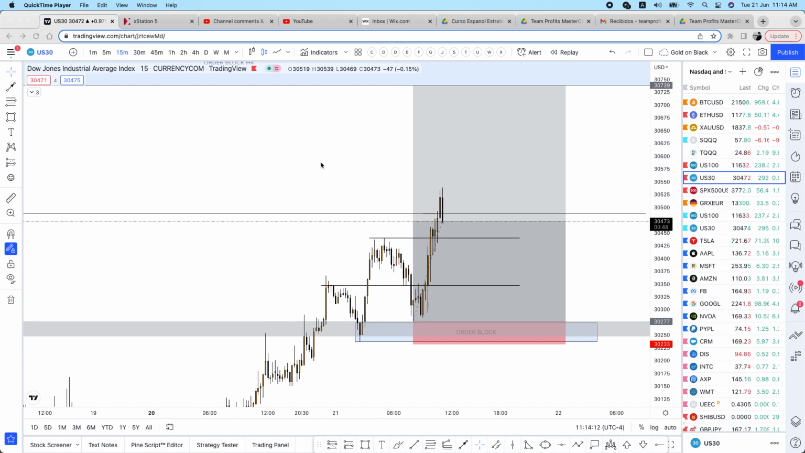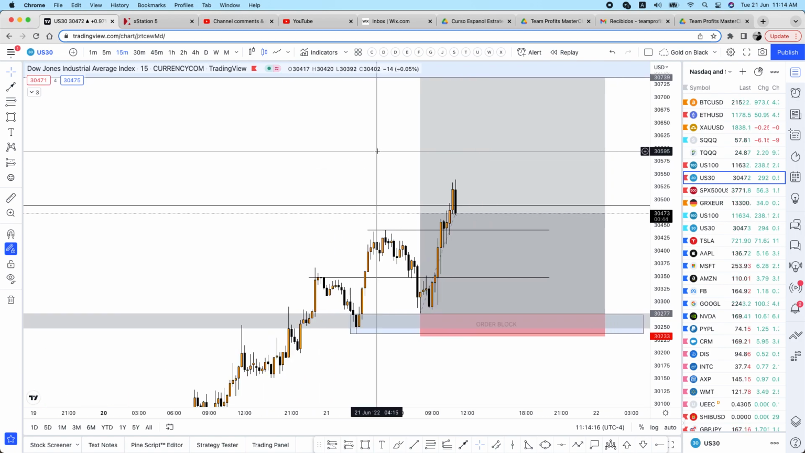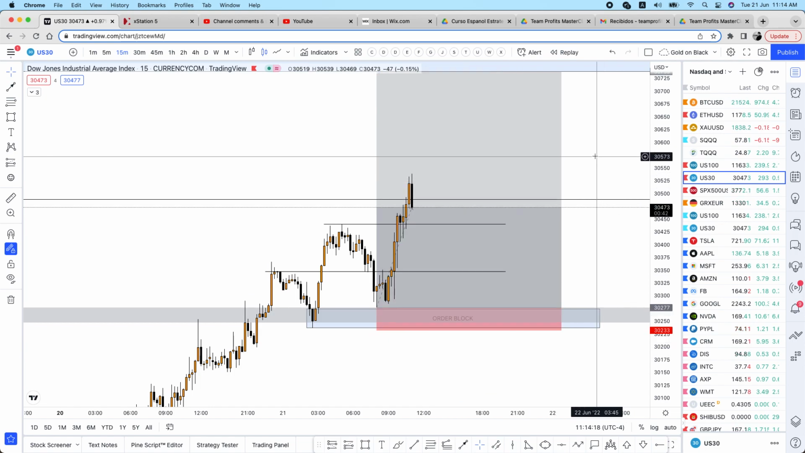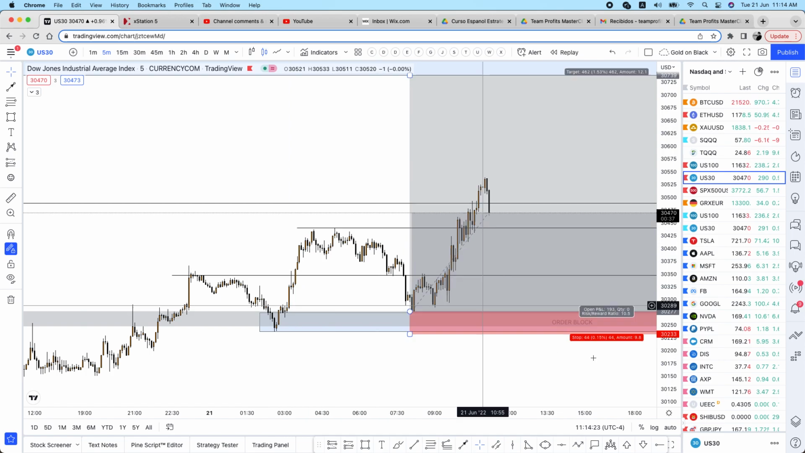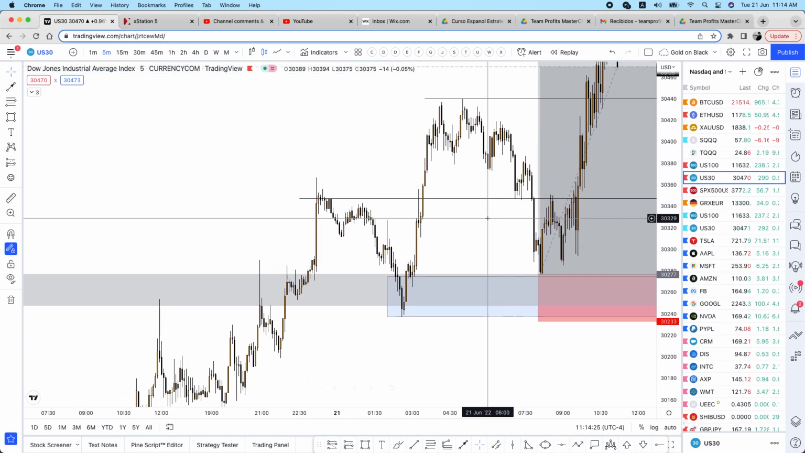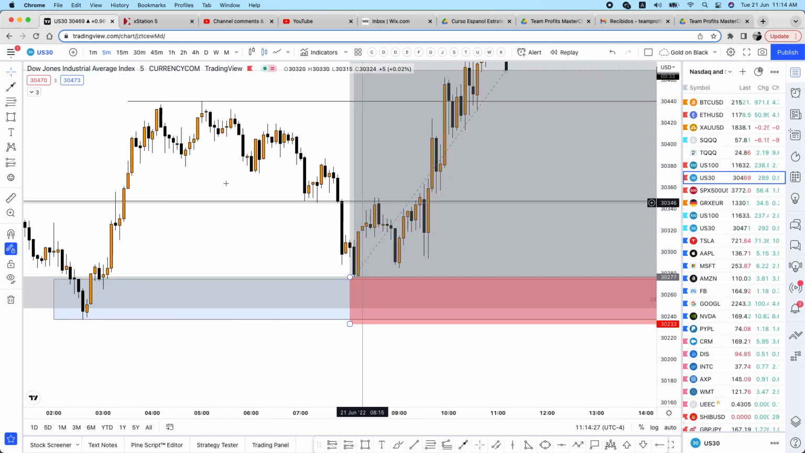I wanted to show you right quick the setups for today, for this morning on the VIP. Spotted this nice order block on a 15-minute and 5-minute right here. There was a nice push also.